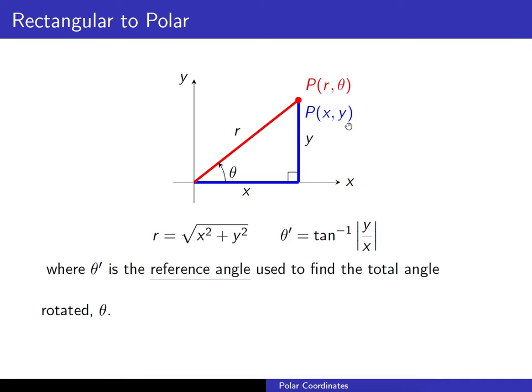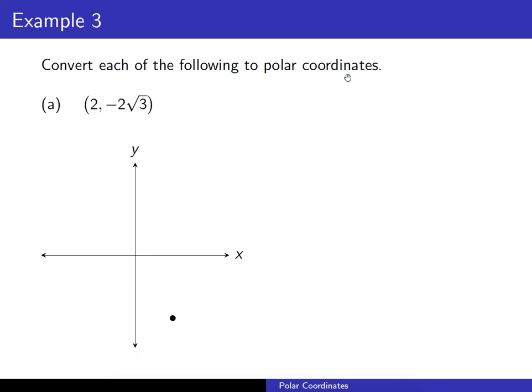So with that in mind, I'm going to restrict you to only using positive values for r and only values between either 0 and 360 degrees or 0 and 2 pi radians for theta. So convert each of the following to polar coordinates. We have 2 and negative 2 square root of 3, which I plotted. It's in the fourth quadrant.